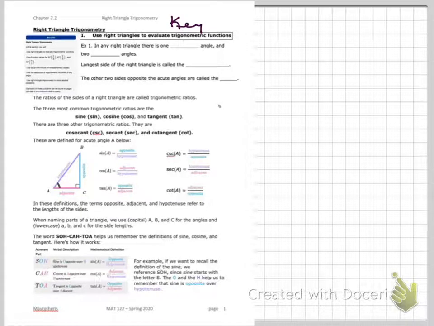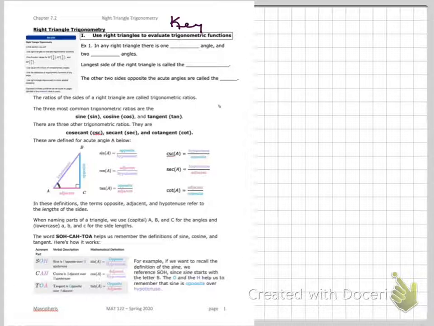Okay, here we go. This is chapter 7.2, right triangle trigonometry. Not a whole lot in terms of math on this point, or actually doing math, but there are some things that you need to be exposed to.